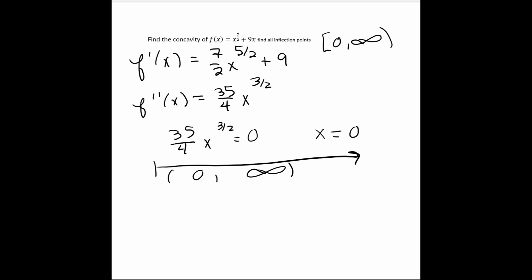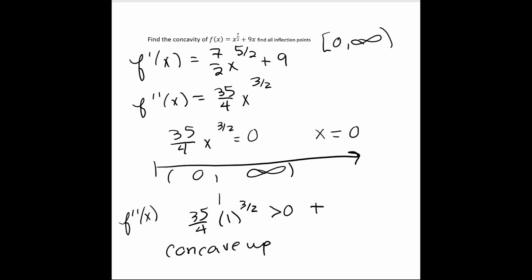I want to pick some kind of point, so let's pick something easy like 1, and let's test the sign of the second derivative. If I take 1 and put it into 35 over 4 times 1 to the 3 halves, this is going to be greater than 0, so that's positive, which says this is concave up. I don't have an inflection point because it's not changing concavity at any time.